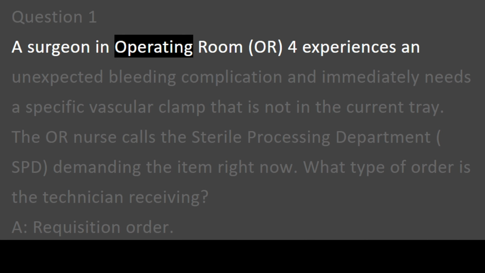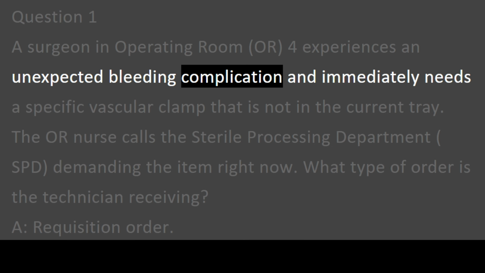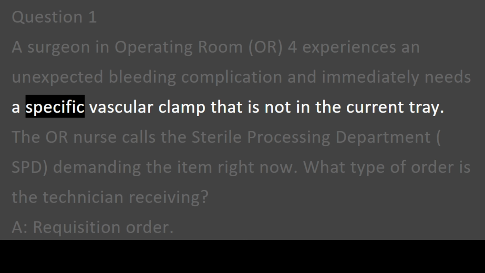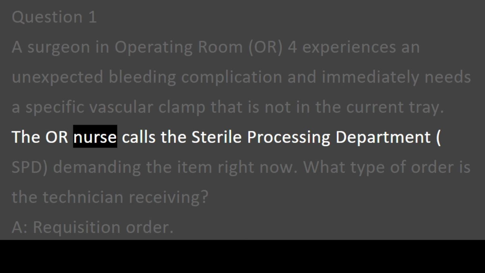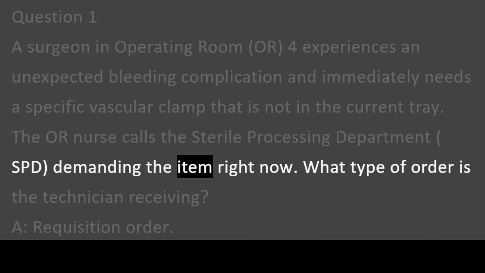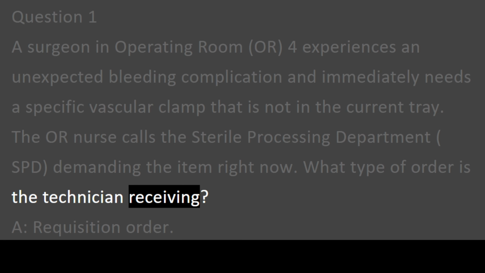A surgeon in the operating room, or OR, experiences an unexpected bleeding complication and immediately needs a specific vascular clamp that is not in the current tray. The OR nurse calls the Sterile Processing Department, SPD, demanding the item right now. What type of order is the technician receiving?